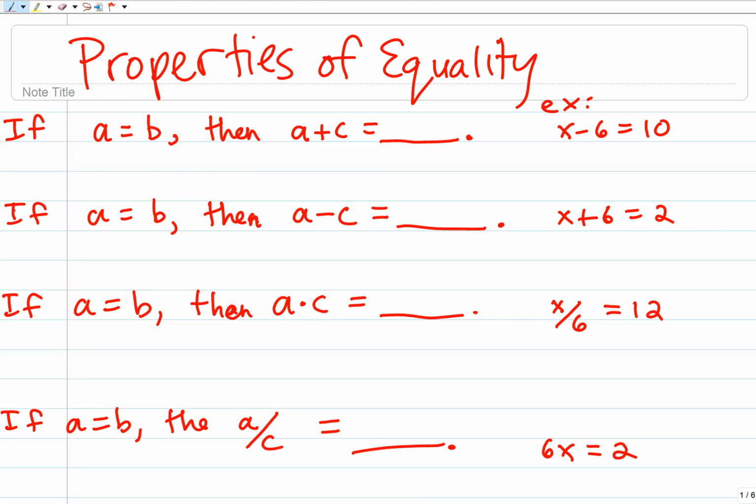Okay, so for properties of equality, these are the things that we've already reviewed. If A equals B, and I add something to that, A plus C, then to keep it equal, what do I do to the other side? If I add C on one side, I add C to the other side. B stays the same, but we add C to the other side. The idea is what we do on one side, we do to the other, and you have no idea how big of an expression that is.